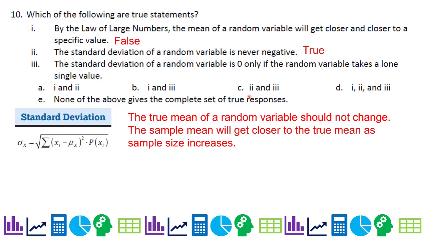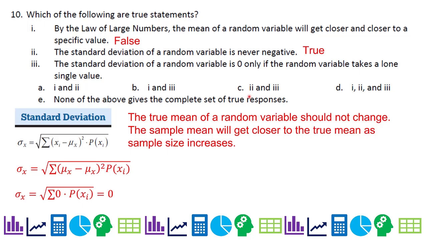Then this says the standard deviation of a random variable is 0 only if the random variable takes a lone single value. Well, and they don't mean just one value in your sample or a sample size of 1. It's just you take the same value every time. If you take the same value every time, that means the value has to be the mean, which gives you a 0 in the formula, giving you a 0 for standard deviation. So both 2 and 3 are true.